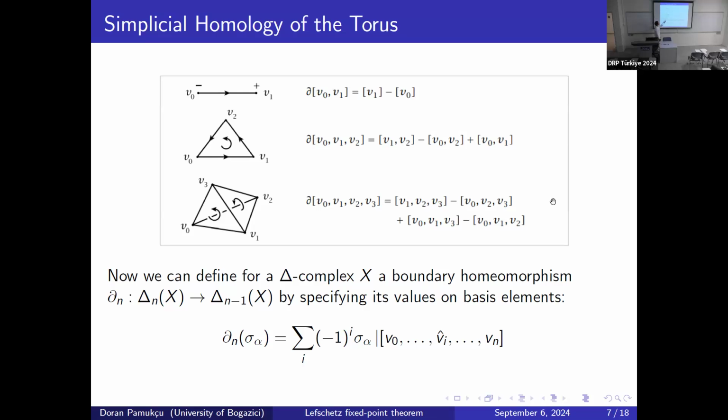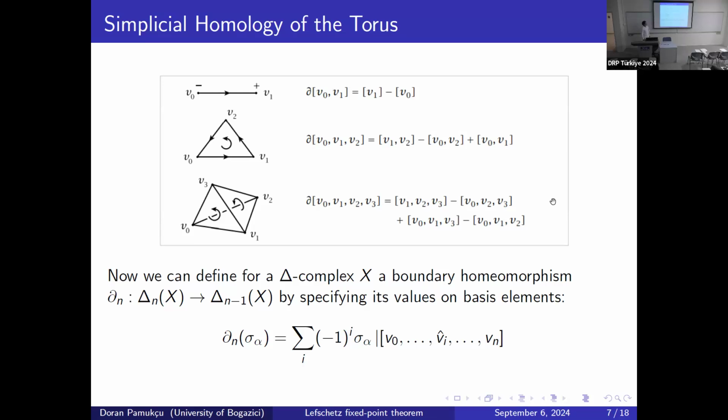Then you delete V1, and because you're alternating, you get minus V0. But for the triangle case, for example, you delete V0 first, then you get V1, V2, which is a one-simplex here, the line segment. Then you delete V1, but because it's alternating, you get minus V0, V2, which is again a line segment here. And finally, you delete V2 and you get V0, V1.